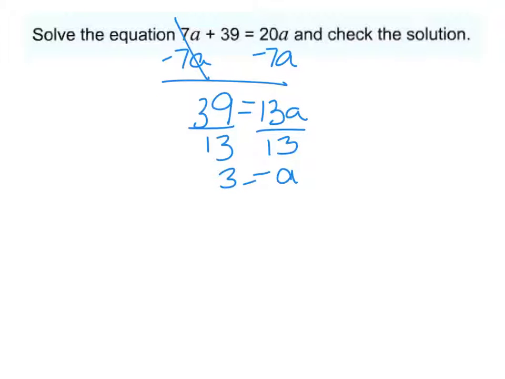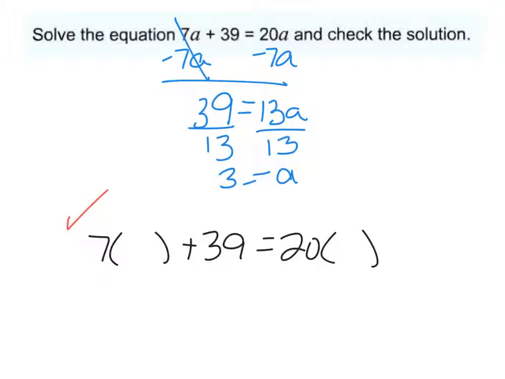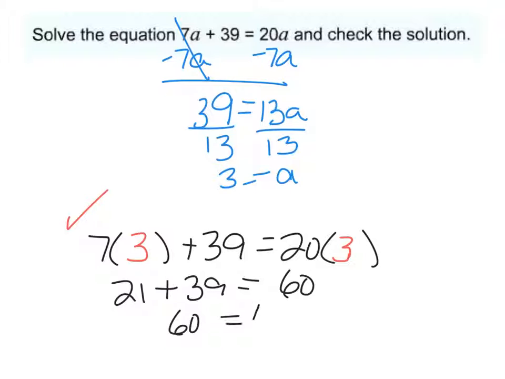And then we're going to check. Replace in the original equation where there was an a, I'm going to replace it with 3. 7 times 3 is 21 plus 39, and 20 times 3 is 60, and sure enough 21 plus 39 is 60 also, so I'm happy with my check step. My answer is 3.